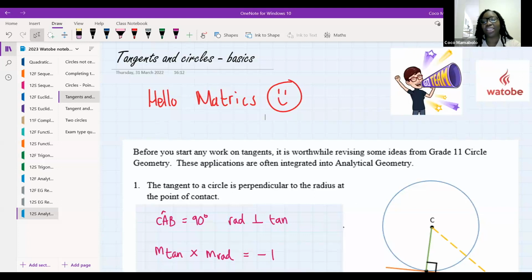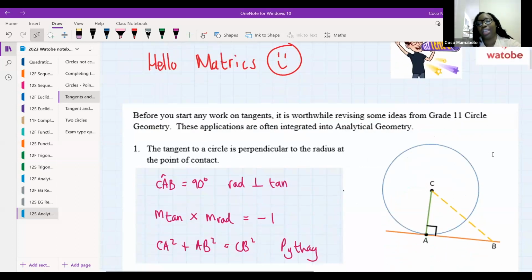All right, we're going to get straight into the math. Today, we're going to start on tangents and circles, and we're just going to be looking at the basics, guys. All right, so before we start any work that we would do on tangents and circles, we need to consider some of the rules that we know about tangents.